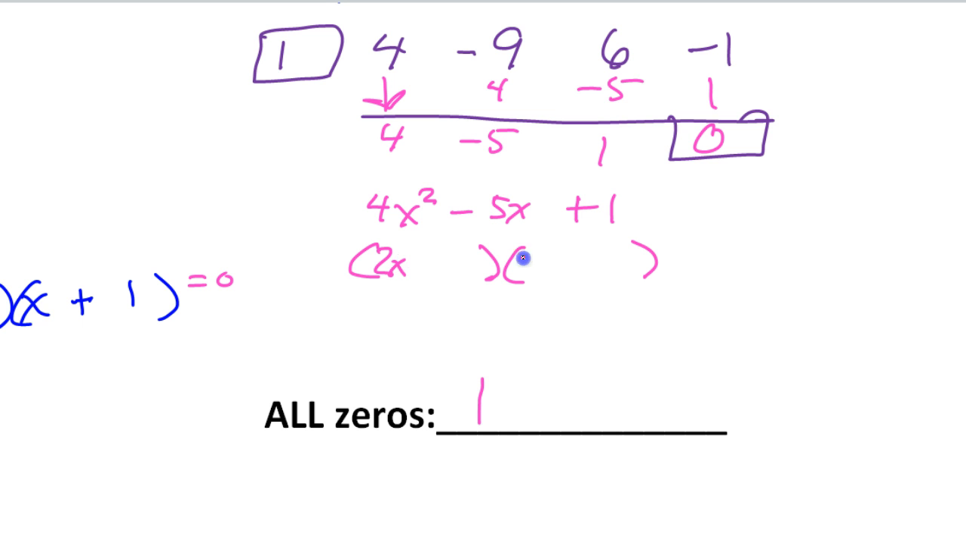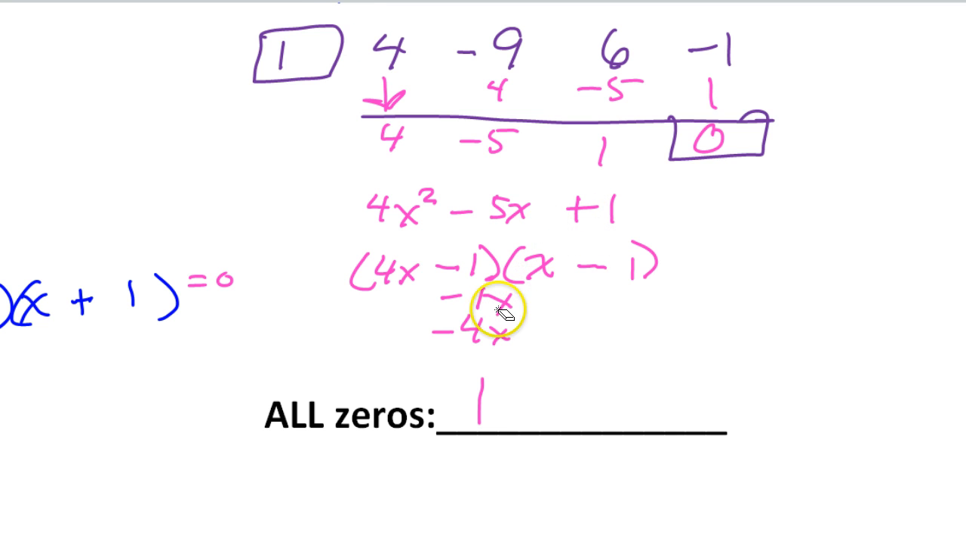4x squared. Maybe it's 2x and 2x. If this doesn't work, I'll go back and try other stuff. 4 and 1. So if I go 1 and 1, I can already see it's not going to work. Inner 2, outer 2, that's only 4. That's no good. So let me go back and try 4 and 1 instead. Okay, so 4x and x. Now inner is 1x. Outer is 4x. Inner plus outer must equal middle. I want a middle of negative 5. So if I had negative 1x and negative 4x, that would make negative 5. So that means both of these would have to be negative. And also it gives me positive 1, since a negative times a negative is a positive. So there we factored it.